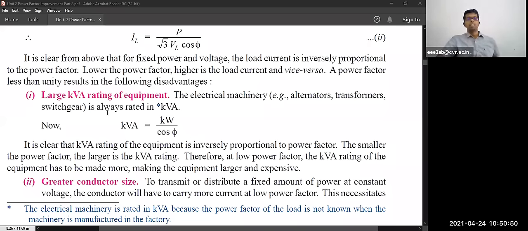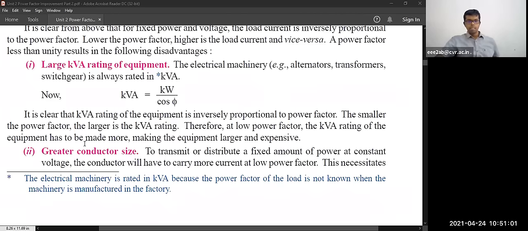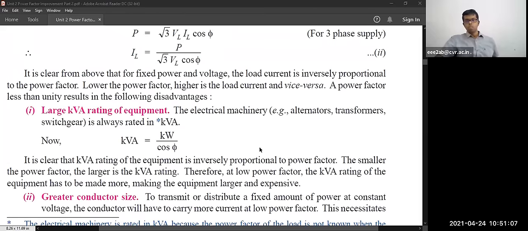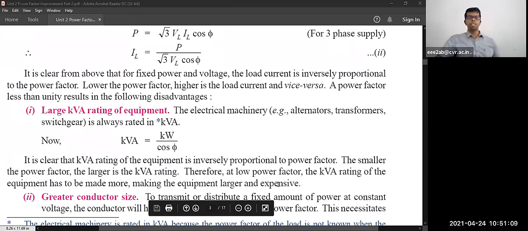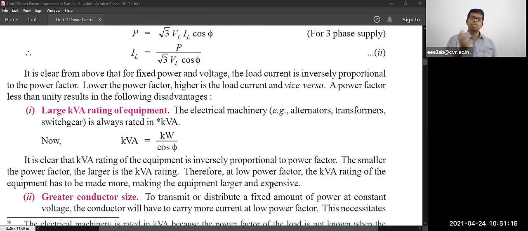Otherwise, all the equipment in the substation will heat up like anything. And the next point is the kVA rating of the equipment is made more, making the equipment larger and expensive. So in a substation, they will switch on some backup transformer also, to handle that situation. Otherwise, that particular transformer will be heated up and sometimes misbehave also.